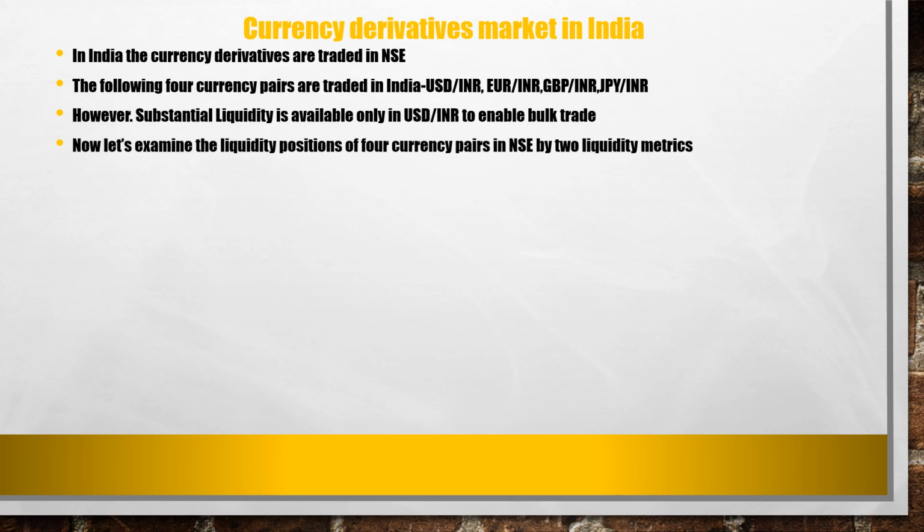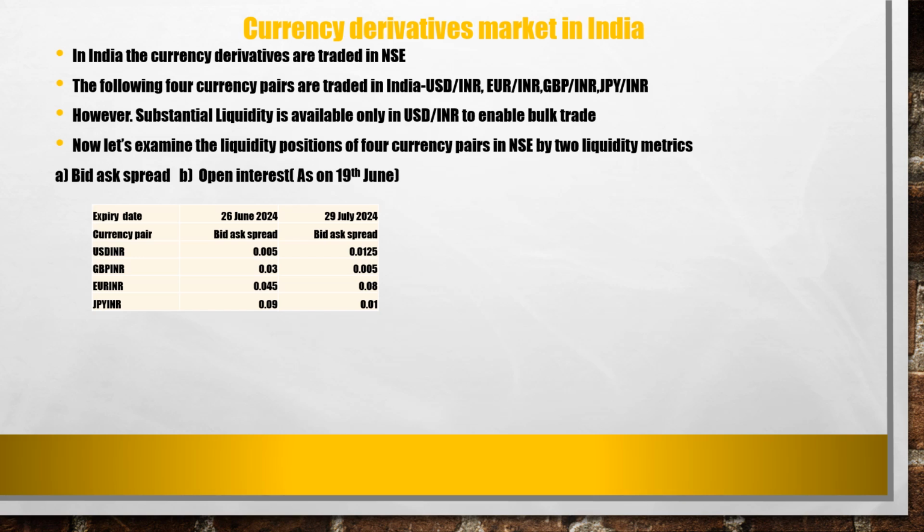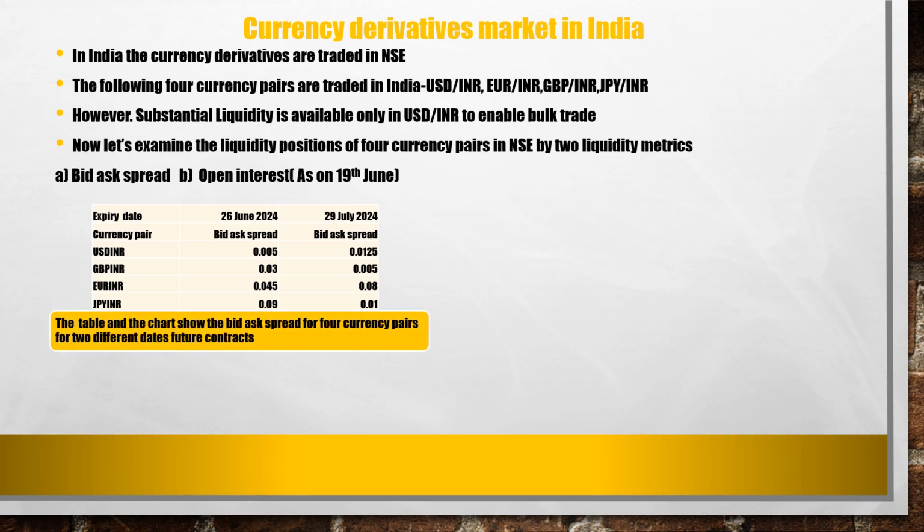Now let's examine the liquidity positions of four currency pairs in NSE by two liquidity metrics, that is bid-ask spread and open interest. The data is taken as on 19 June. This table gives the bid-ask spread of four currency pairs on two dates, that is 26 June and 29 July. The table and chart show the bid-ask spread for the four currency pairs for two different future date contracts.